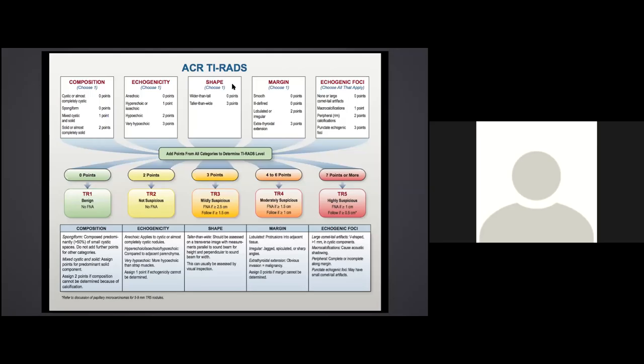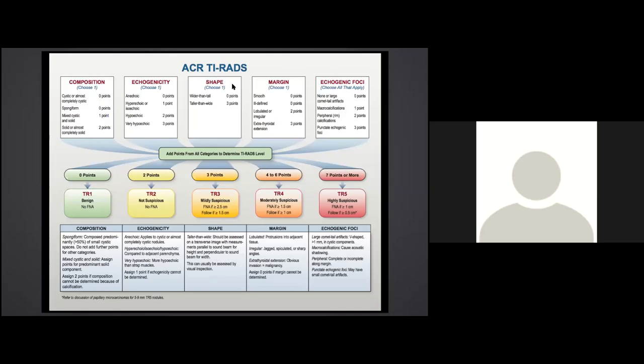Now the thyroid 4 is anywhere from 4 to 6 points. So these are moderately suspicious. For these, if these nodules are more than 1.5 centimeters, you sample them. If they're less than that, you follow them with follow-up ultrasounds.